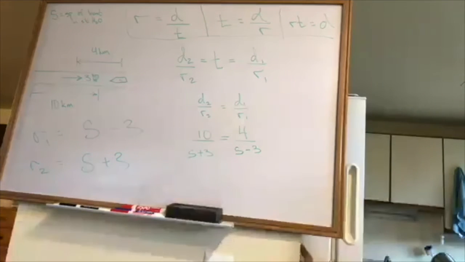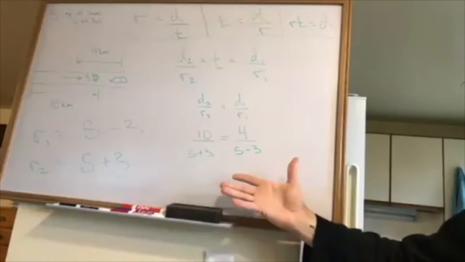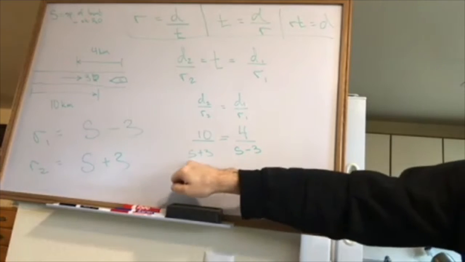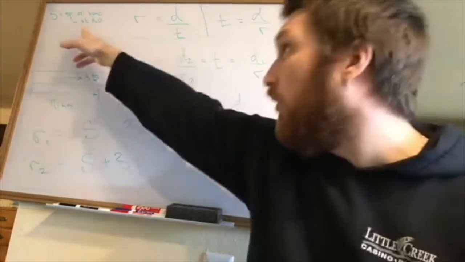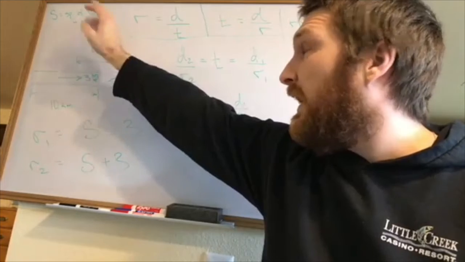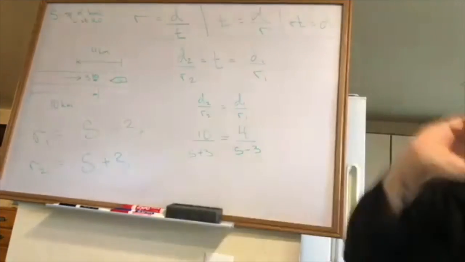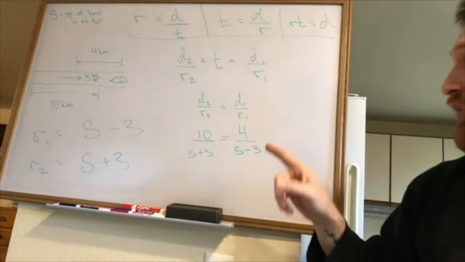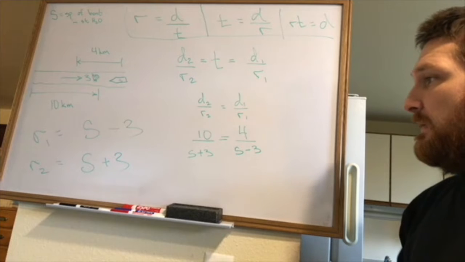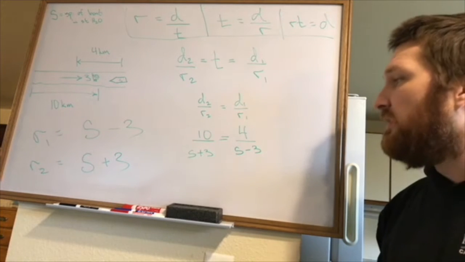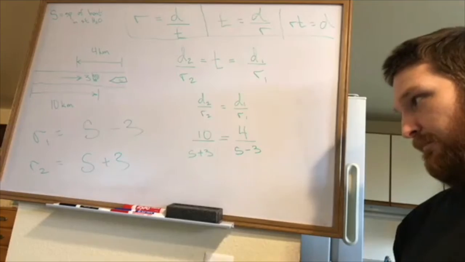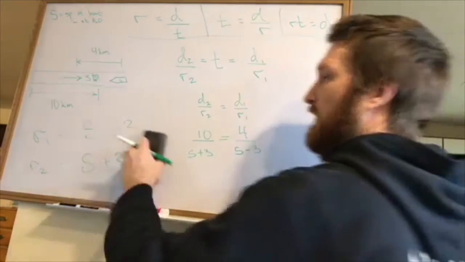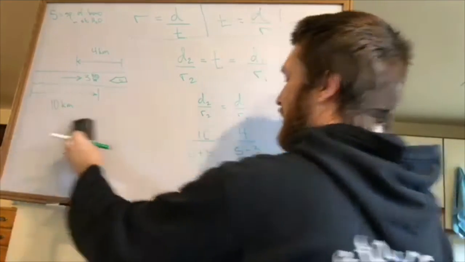So now, looking at this, I have an equation with one unknown. That's the only thing I'm trying to solve for, S, and that's the whole goal. That's why I wrote it down. One equation, one unknown, I should be able to solve it. So I have an equation involving denominators. What do I need to do? Clear the denominators.